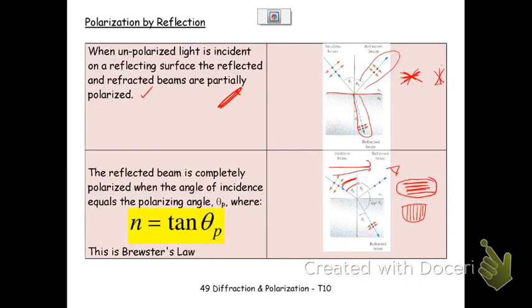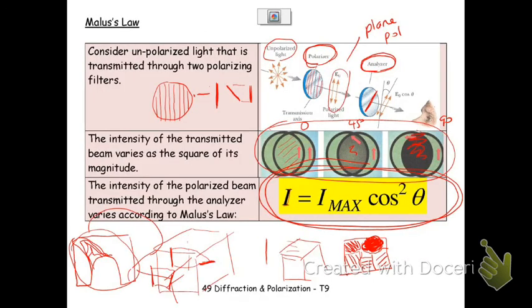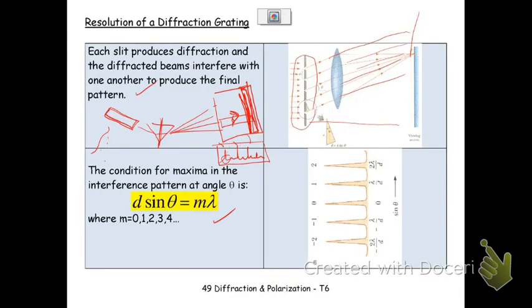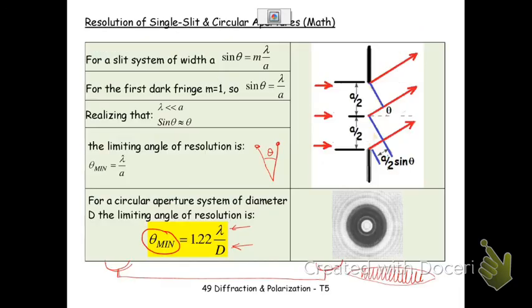So for this, I need you to know, so what does this say? N is equal to tan phi. It depends on the refractive index, I guess, and that equals tan phi. I don't care so much about that. I'd like you to know it's there. I really care about that.